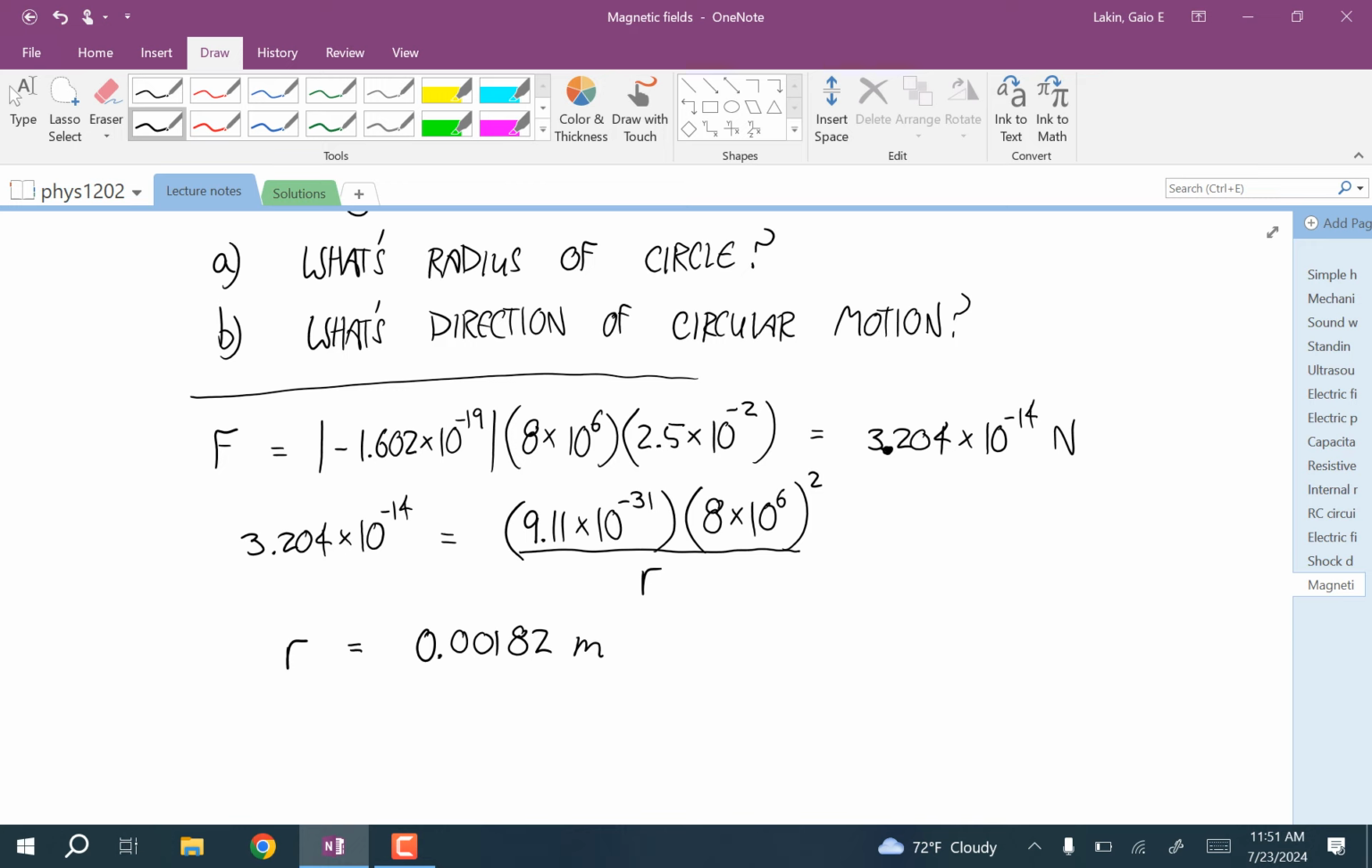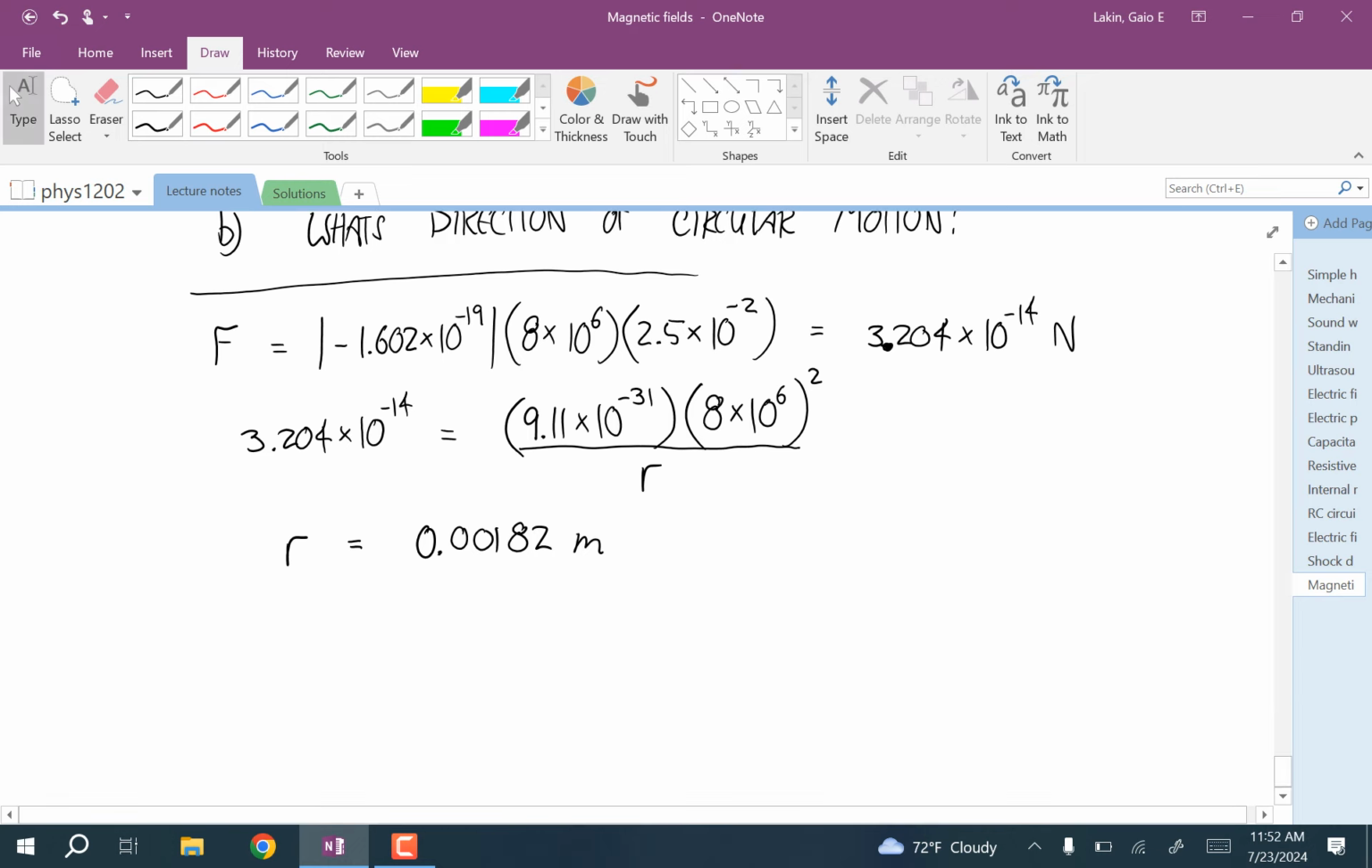And if these electrons were given enough energy that they glowed, you could actually visibly see that circle, and that's a common experiment in certain physics classes. Okay, so that's the size of the circle. Now, which direction is it going to go?